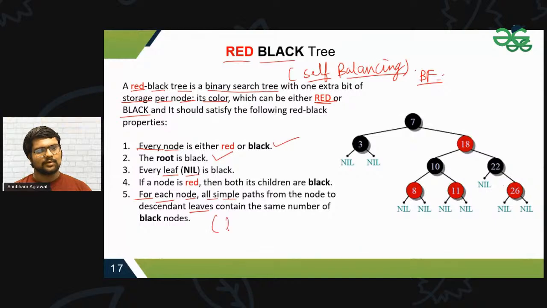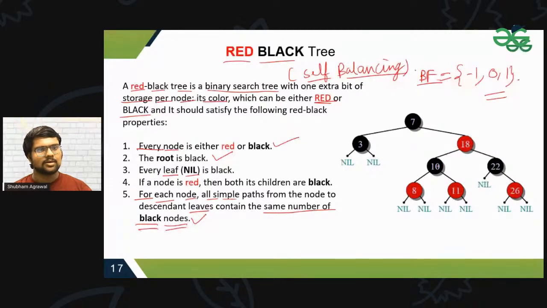Because of this property, the number of black nodes, our red black tree will not have a height of more than log n. In an AVL tree we use the balance factor, so we say that the balance factor should be -1, 0 and 1. But for a red black tree we need to satisfy this property: the number of black nodes should be the same in every path from the node to the leaves. So this is about the red black tree.